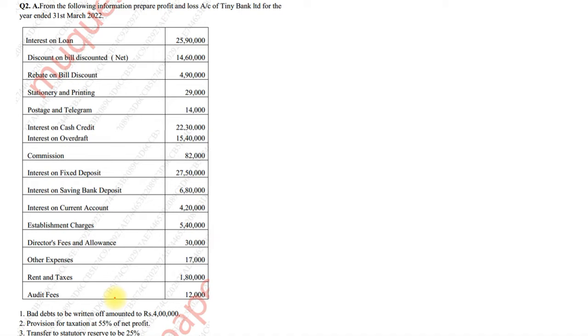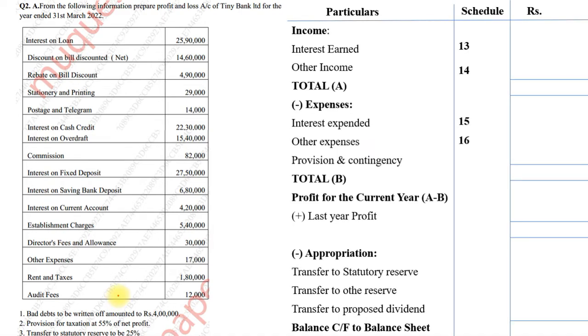Now, very first thing, always first make down the format. The format is income. Under that, we have interest earned and other income. Then expenses: interest expended, other expenses, and provisions. Total, you subtract, you get profit, add last year's balance if there is any. Less appropriation, then we get the balance which is carried forward to the balance sheet. So we'll start with the very first one.